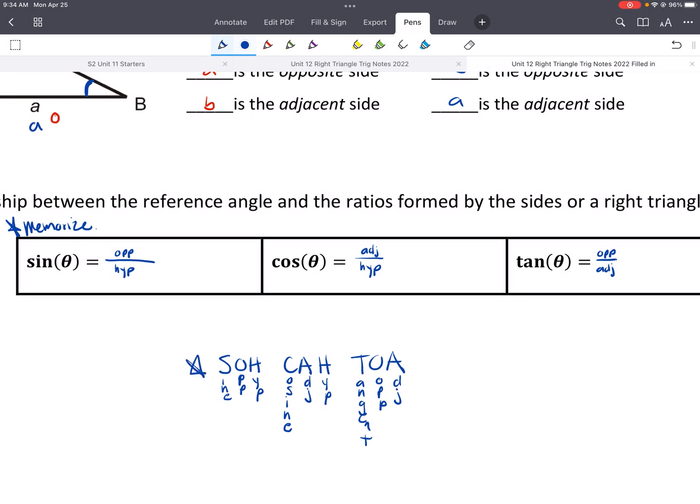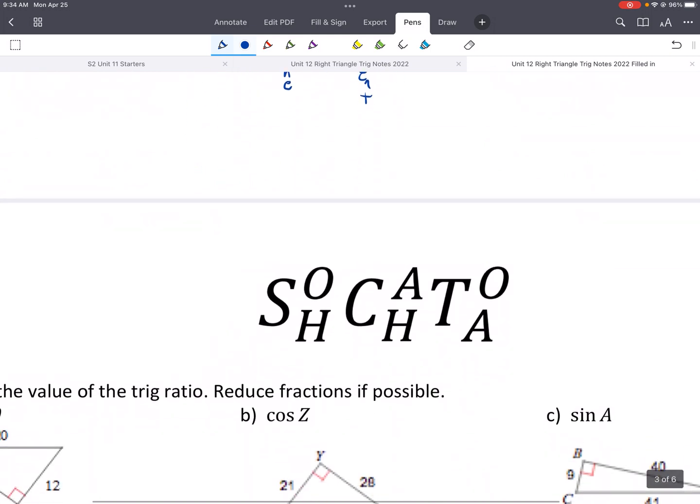Realize what it's standing for. SOH: sine of theta is opposite over hypotenuse. CAH: cosine of theta is adjacent over hypotenuse. And TOA: tangent of theta is equal to opposite over adjacent. Another way you can see this is the same thing, SOHCAHTOA, just written as those ratios.